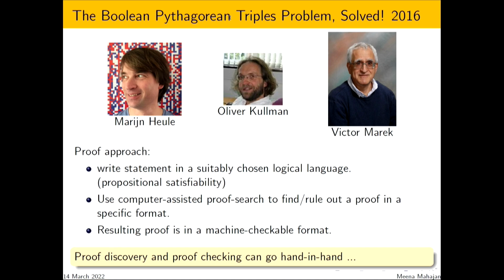This was not the case for the planar four-coloring theorem. There was a proof discovery and then there was the checking. They were completely disjoint. But in this case, for the Pythagorean triples problem, they were really intermeshed. And that is something which is very interesting. We'll come back to this point a little later.